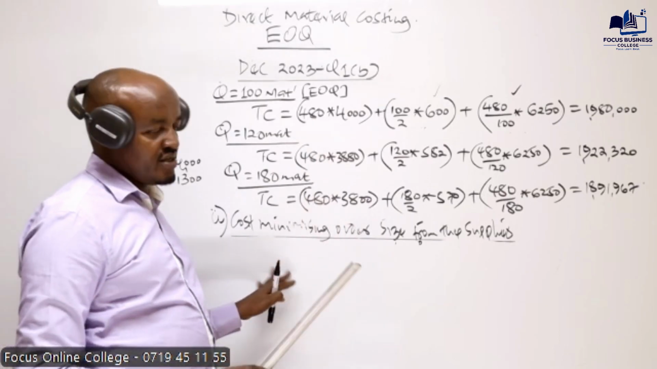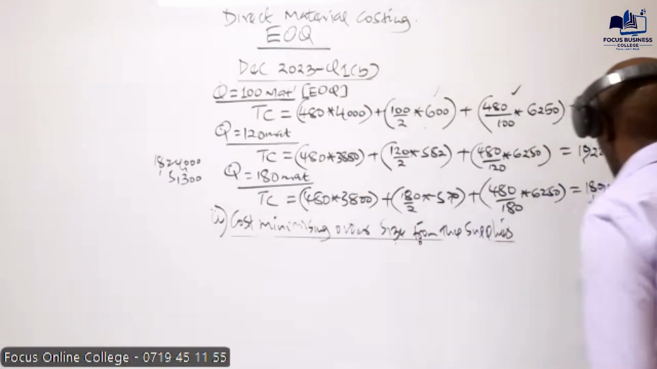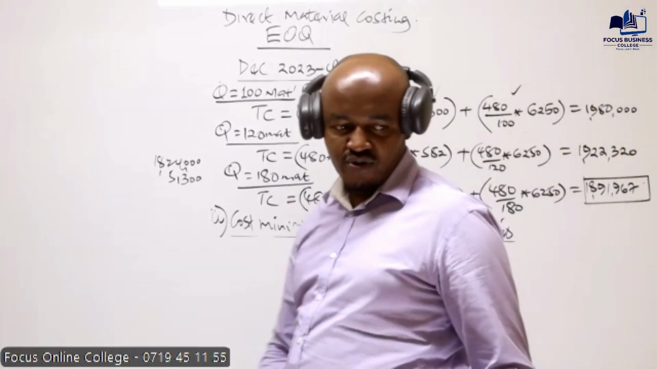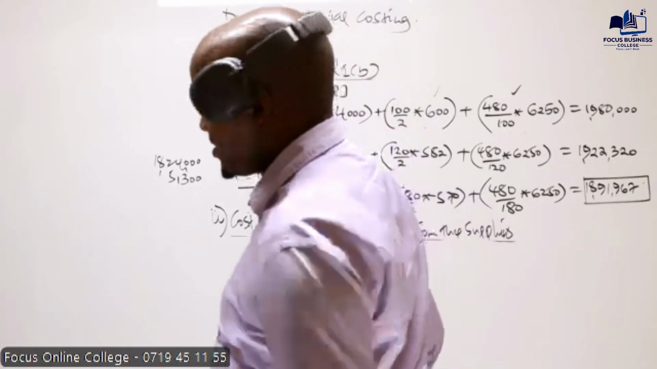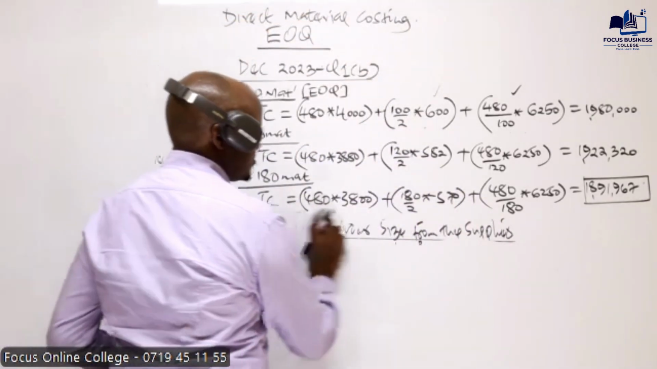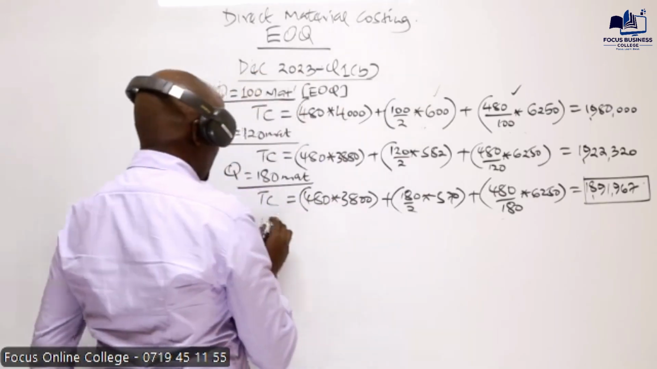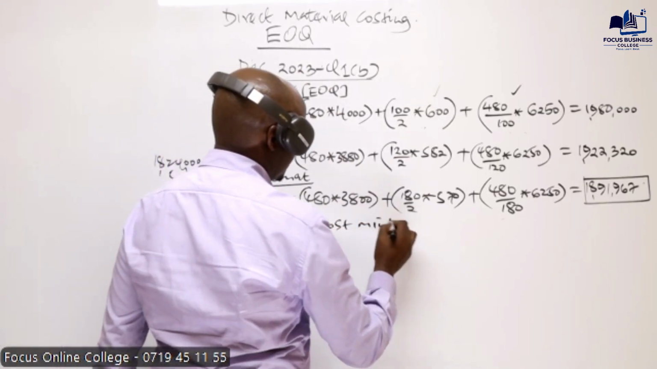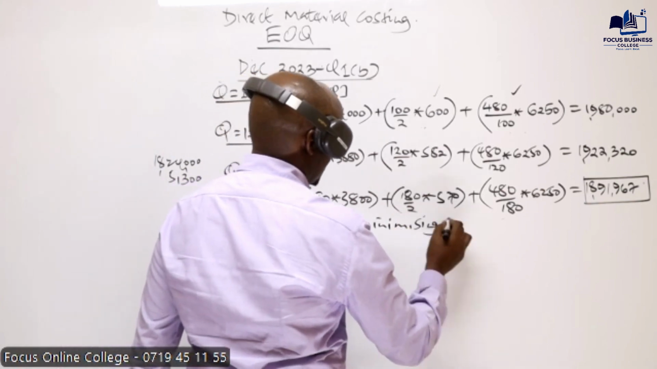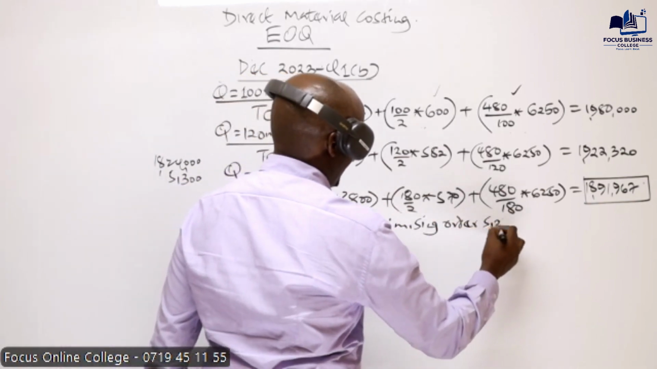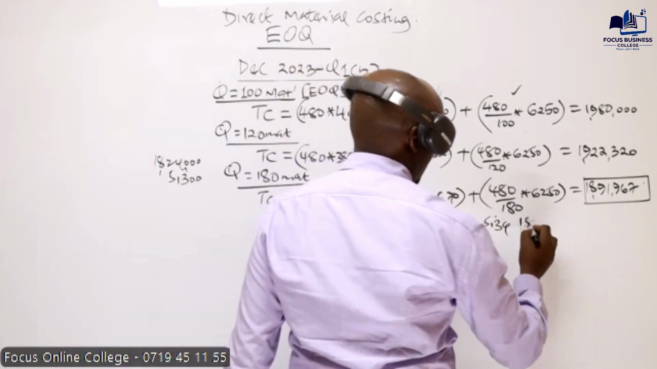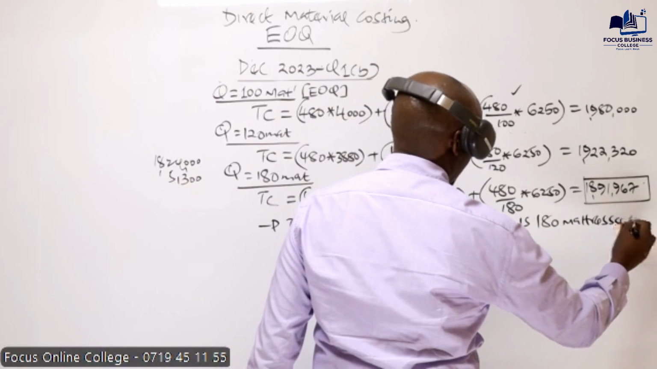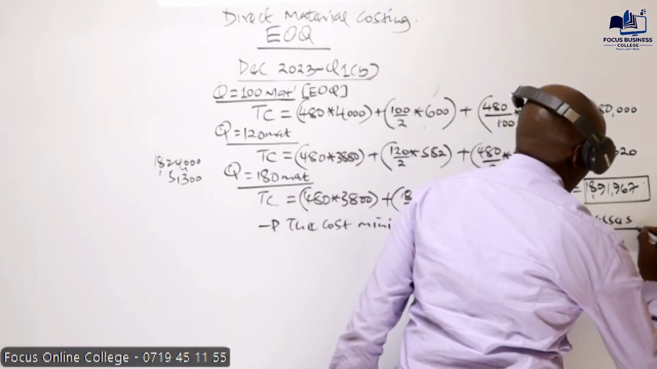So the one which will result in the least cost is the third option here. Therefore, in this case, we will say the cost minimizing order size is 180 mattresses.